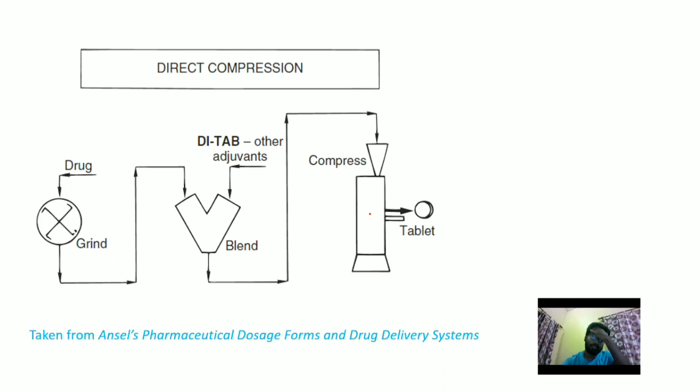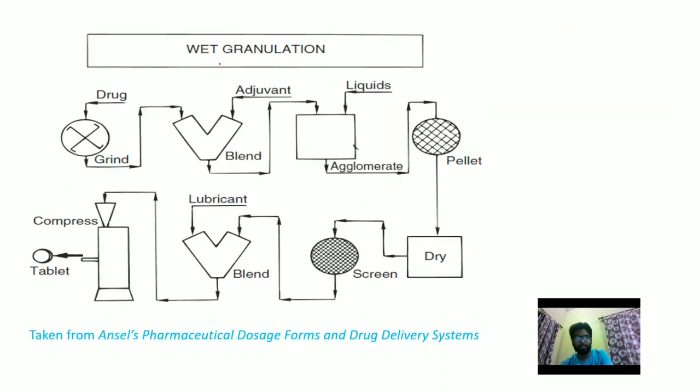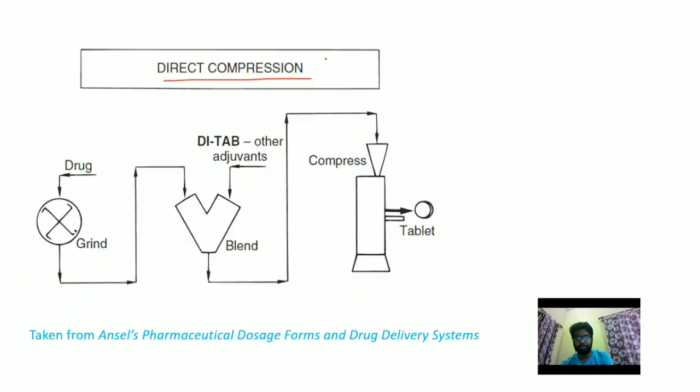Then coming to the next one, preparation of the tablets. Tablets are generally prepared by three different techniques. One is the direct compression method, another is dry granulation, another is wet granulation. See, in direct compression, the drug is ground first, I mean size reduction of the drug is done. Then the drug is blended with some other adjuvants, like direct compression binders. Then the blended mixture goes for compression, and after that you will get your tablet. This is a very simple method.